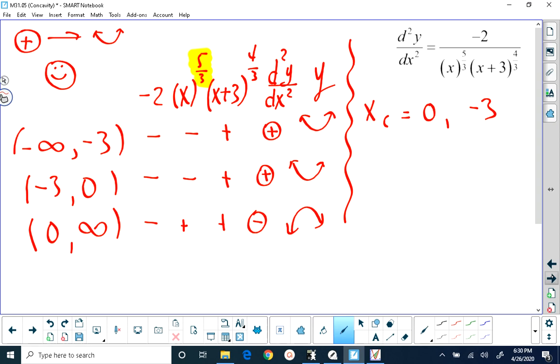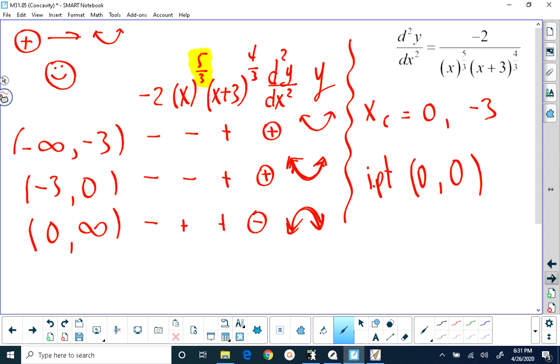So we only have one inflection point. We have an inflection point where it changes concavity. It goes from concave up to concave down. So that is going to be at 0, whatever. Well, it turns out to be 0, 0 because that's an x-intercept.